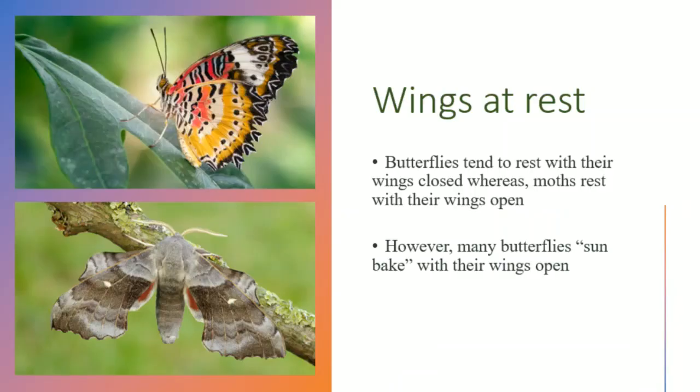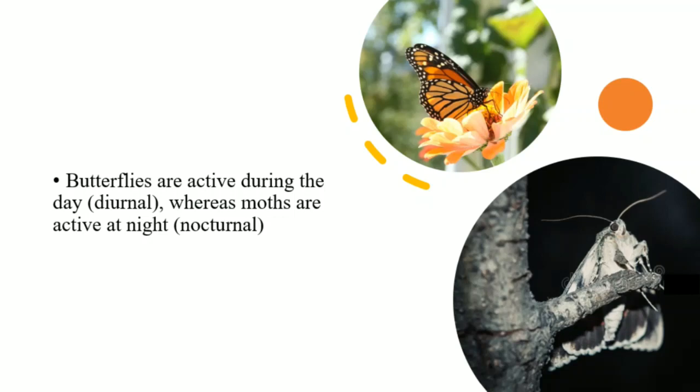First of all, the orientation of their wings at rest. When butterflies are in resting position, they hold their wings closed towards the dorsal surface of their body, whereas moths rest with their wings open, and many butterflies sunbask with their wings being open. Okay, so they are not at rest at that time, they are actually sunbasking.